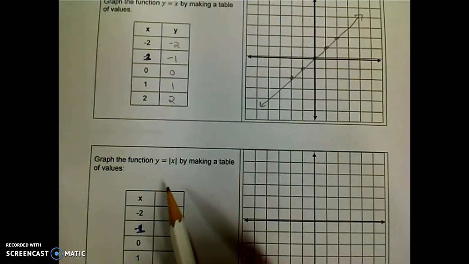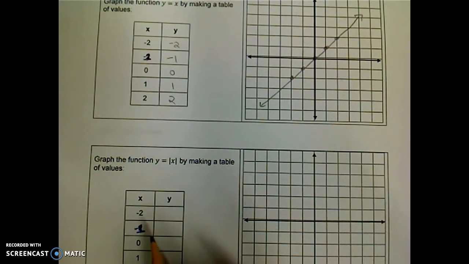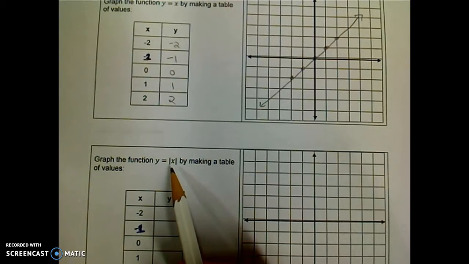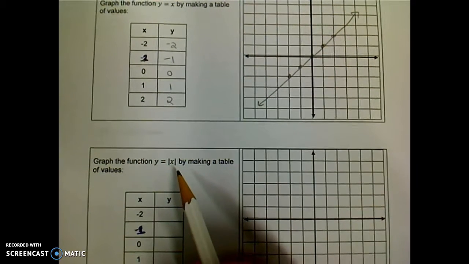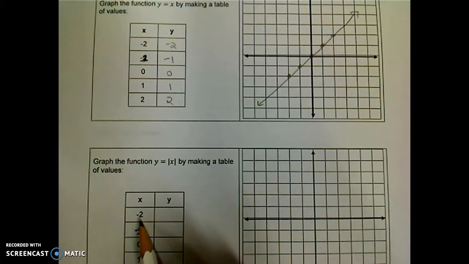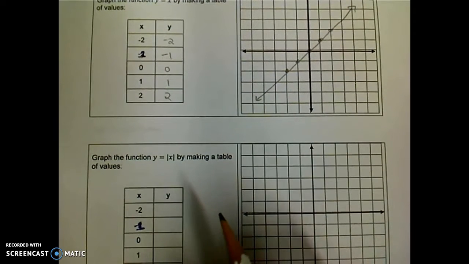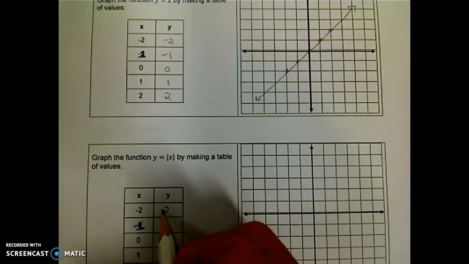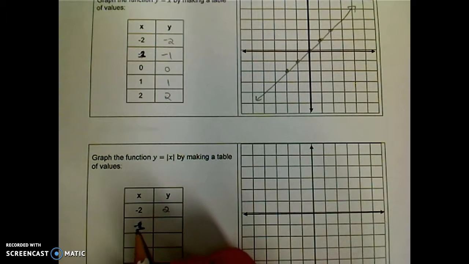Students also sat down, and a handful of them needed a little bit more help with this, but a reminder that we're going to go ahead and substitute our x value in place of x in the function, and we can see that this function calls on us to take the absolute value. So absolute value of -2. How far away is -2 from 0 on a number line? 2 units. So -2, 2.